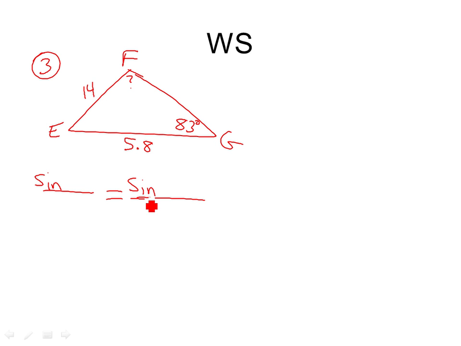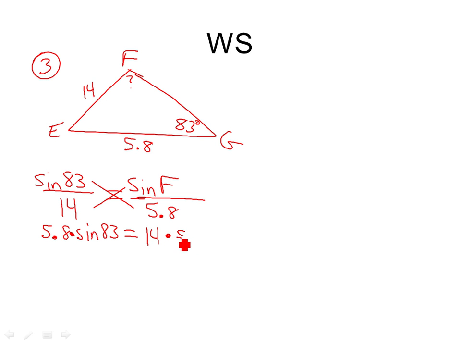Pick me an angle. 83 goes over 14, then it's not F, big F there, 5.8. Cross multiply, we get 5.8 times sine 83 should equal, and I keep forgetting to put that dot in there for the times. Cross multiply the other way, 14 times sine of f.